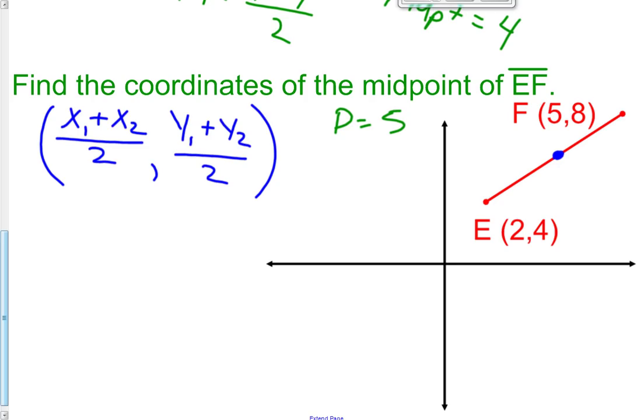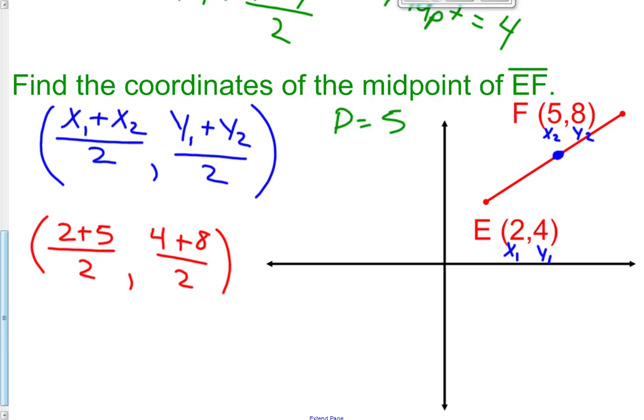So once again, you're just going to label this x1, y1, x2, y2. If you happen to have 5, 8 as x1, y1, and point E or 2, 4 be x2, y2, that's just fine as well. You'd get the same answer. Alright, so here's the midpoint. The midpoint is adding up the x's. So it would be 2 plus 5 divided by 2, and adding up the y's. So 4 plus 8 divided by 2.